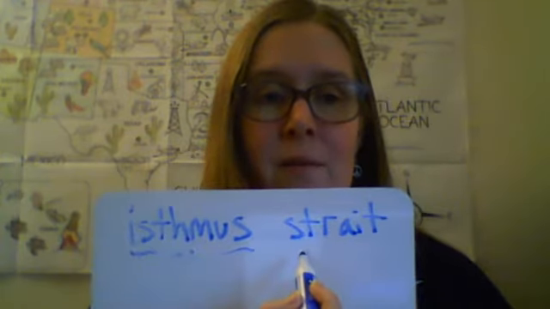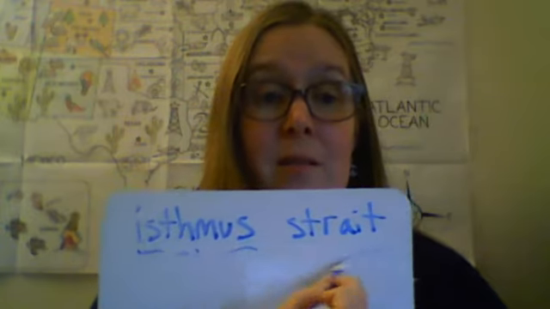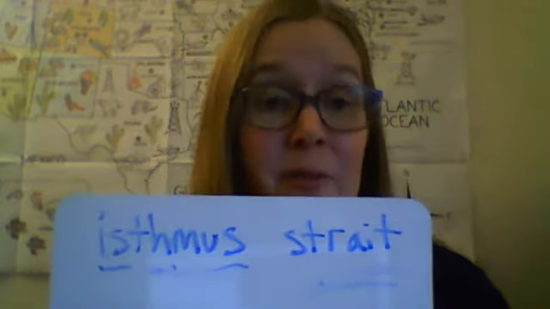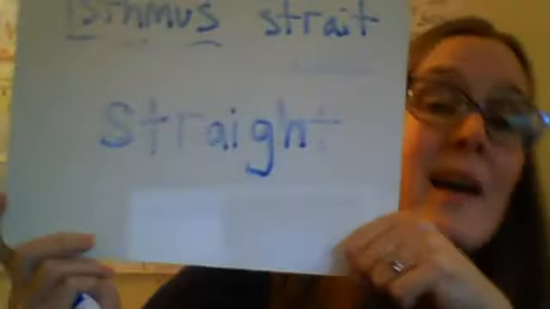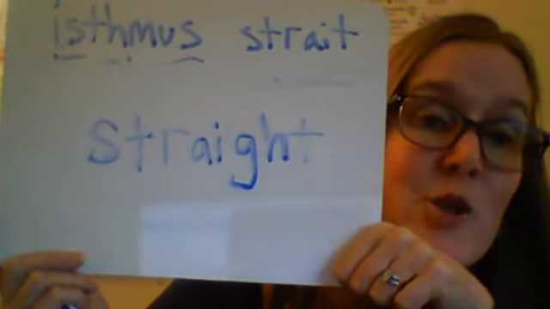The other one, our water form, is called a strait. Marker does not want to work. Strait is a homophone. We know the word straight when we talk about lines. A straight line is spelled differently than the strait that is a water form. A straight line is spelled S-T-R-A-I-G-H-T.